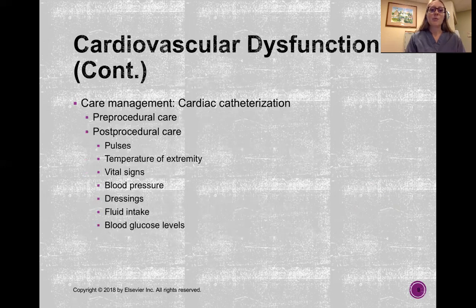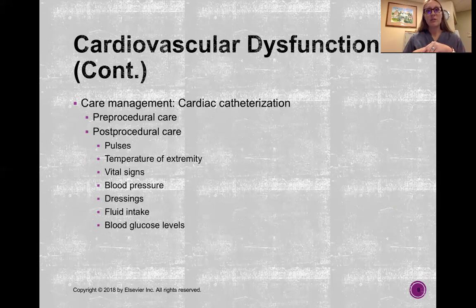Post-procedurally, we're going to take a look at pulses. We want to make sure that the pulses, specifically the pulses below the cath site, are intact and of the same or of a similar strength as they were before. We want to feel the temperature of the extremity, and this all has to do with the blood flow. We want to make sure that nothing happened to that vessel that we utilized for the catheterization.